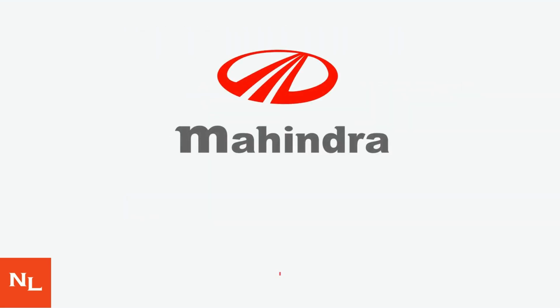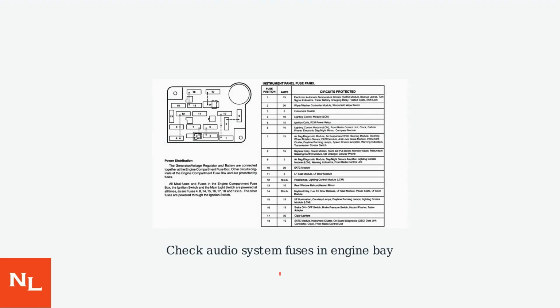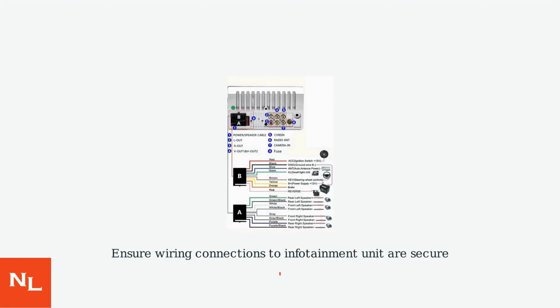If basic fixes like hard resets and software updates don't resolve the infotainment issues, start with checking the fuses. Check the fuses related to the audio system in the engine bay. Ensure they are intact and properly connected. Next, ensure all wiring connections to the infotainment unit are secure and not loose.